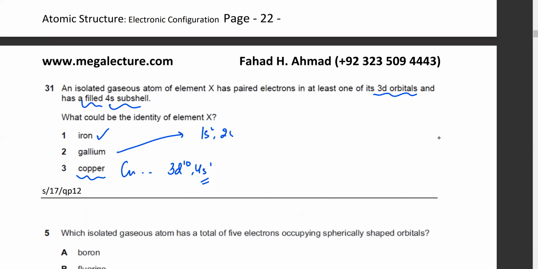31 electrons, that's going to be 1s2, 2s2, 2p6, 3s2, 3p6. Then there's going to be 4s2. Then there would be 3d, that's 10, that's 30 electrons, and then you'll have a 4p, which would have 1 electron. So the 4s would be filled, and there is at least 1 electron in the d subshell. So gallium is also correct. Is this clear? Yes.